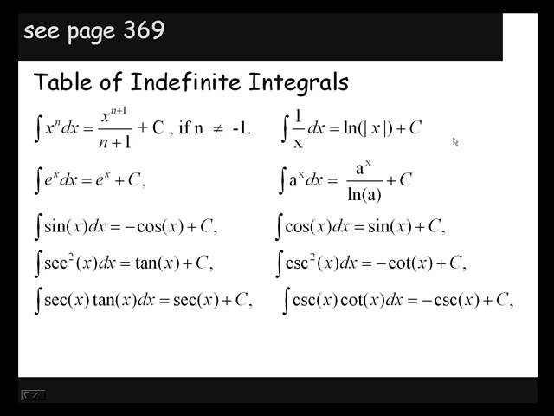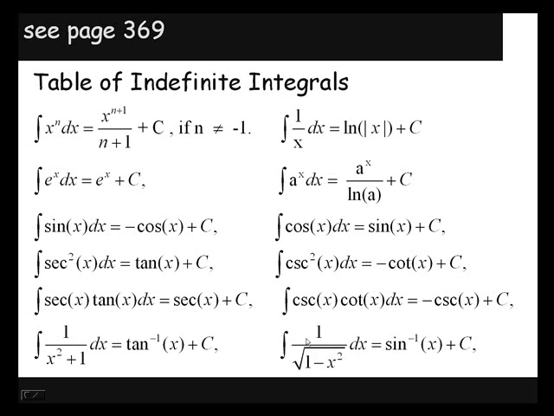And we have a couple of ones down here that show up just often enough that we need to know them. When we see 1 over x squared plus 1, that's tangent inverse of x. And when we see 1 over root 1 minus x squared, that's sine inverse of x. Again, these are all on page 369. Kind of make a note of this one. This is going to show up later today in this lesson.